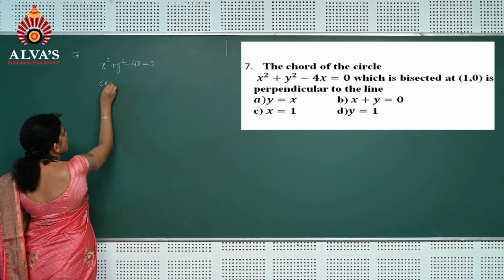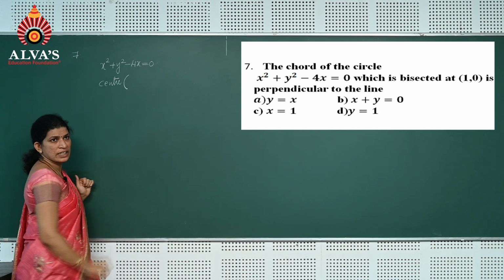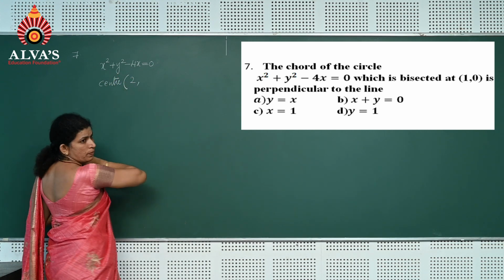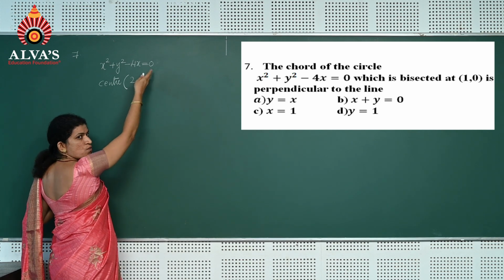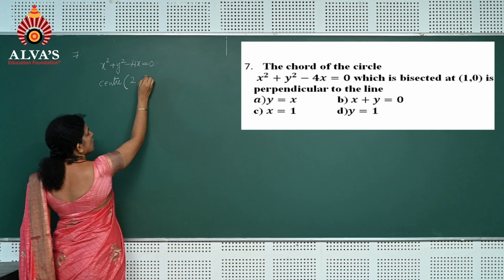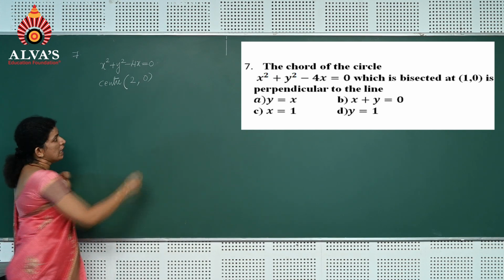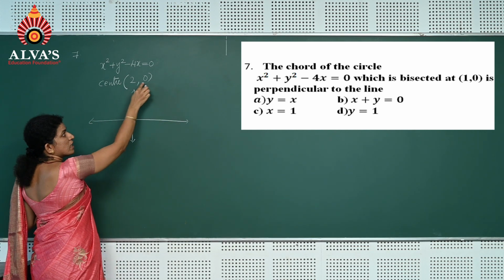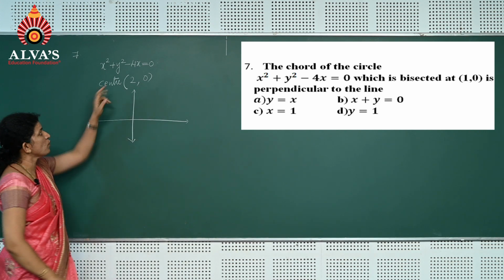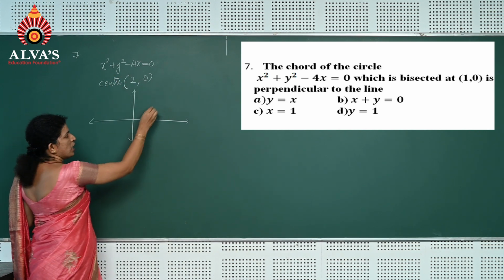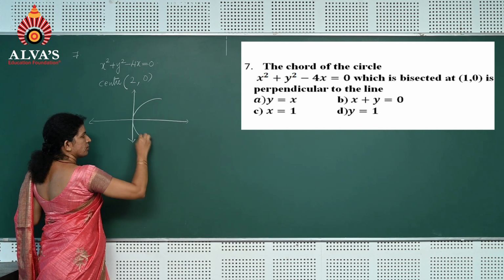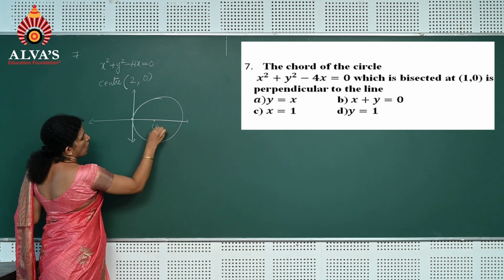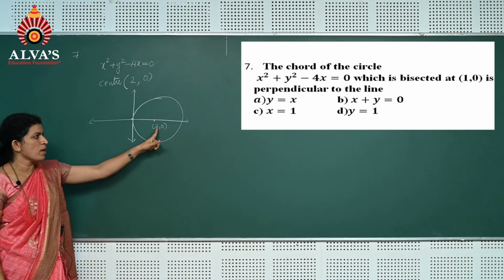Come to the center of the circle. The center is minus half of the coefficient of x, that is 2, and minus half of the coefficient of y. We can see that there is no y term, so the y-coordinate of the center is 0. So the circle has center (2, 0), and as I told before, our circle passes through the origin. So our circle comes like this, passes through the origin, and the center lies on the x-axis at (2, 0).